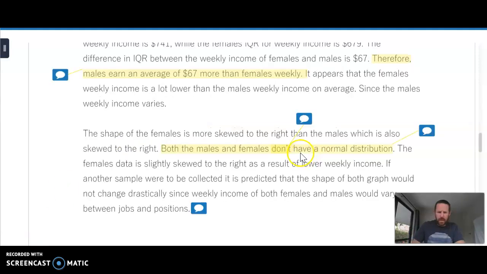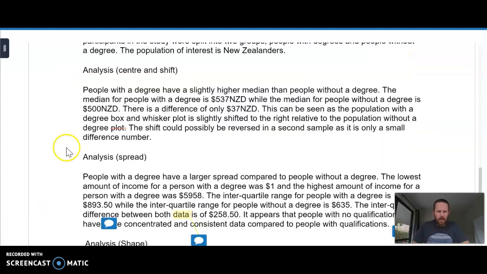Thanks. A minor point here is we don't write abbreviations, particularly apostrophes, with formal writing. We write both males and females do not have a normal distribution, not don't. Minor point. Okay, on to shift and center.